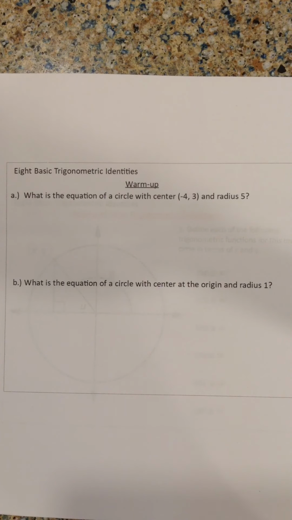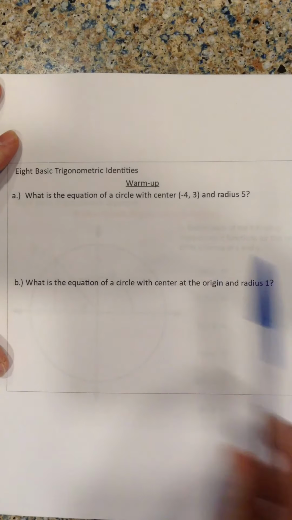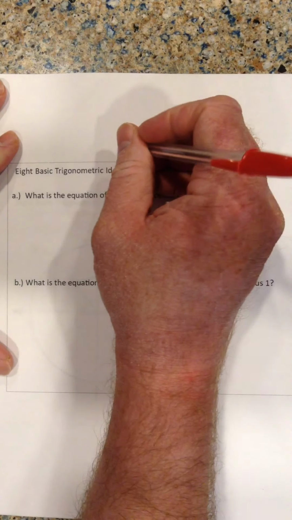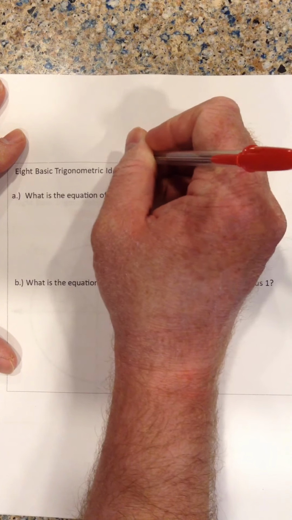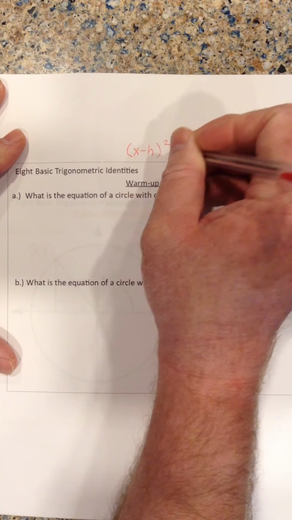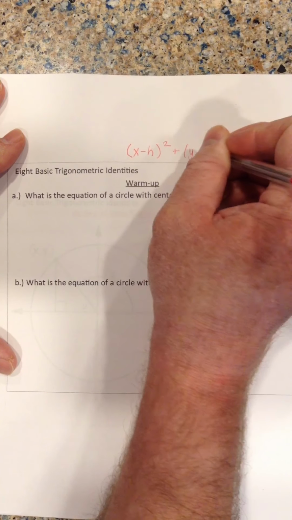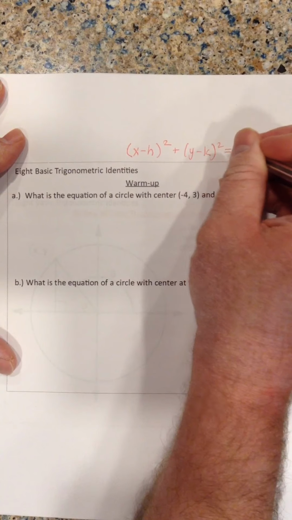What is the equation of a circle with center -4, 3, and radius 5? You may want to pause the video and try this one yourself. Okay, you recall that the equation of a circle can be written (x minus h) squared plus (y minus k) squared equals r squared.